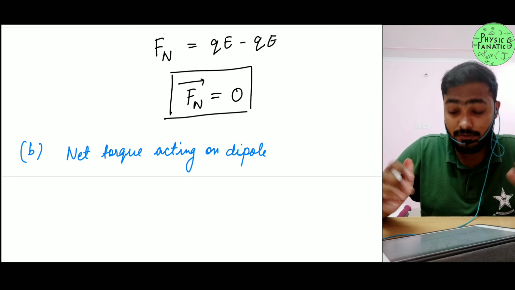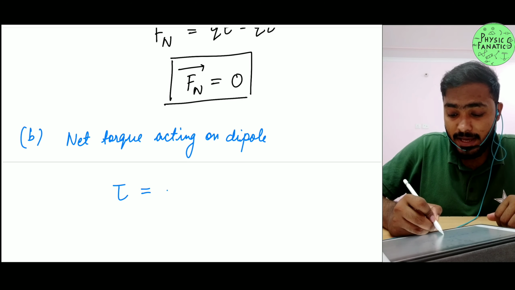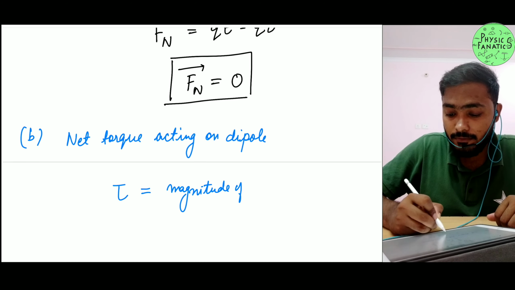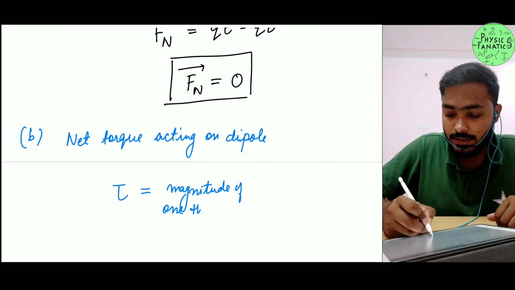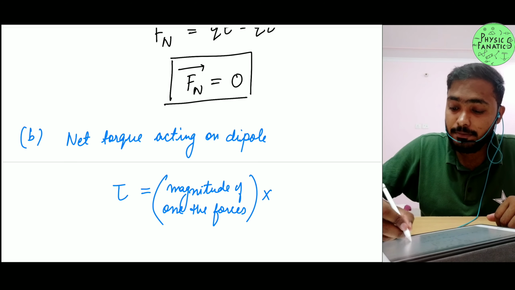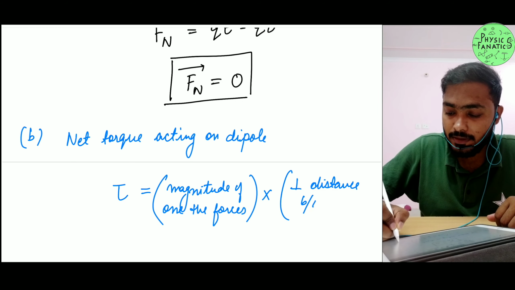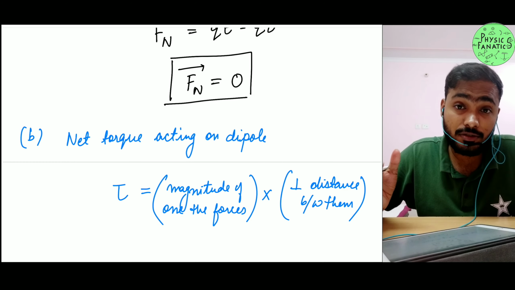So I know the value of the formula for torque. The formula for torque is simply given as the magnitude of one of the forces multiplied by the perpendicular distance between them, right? I hope you guys remember this formula. This is how we are supposed to find out the torque.